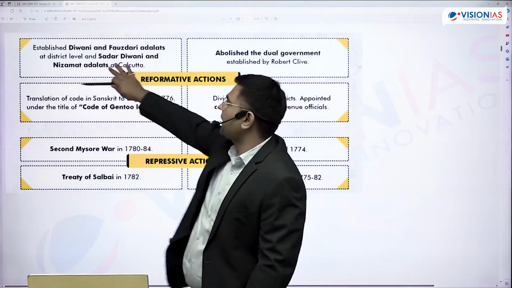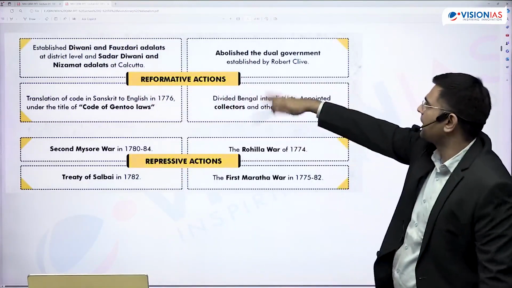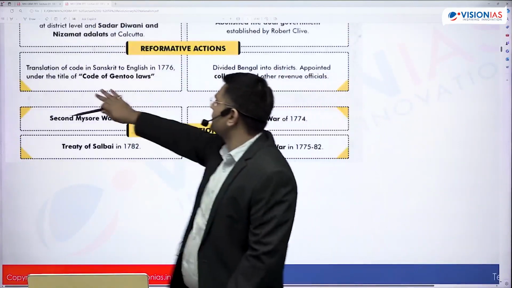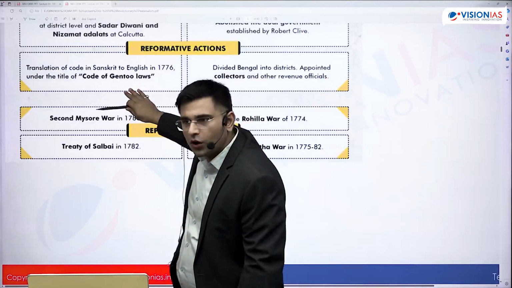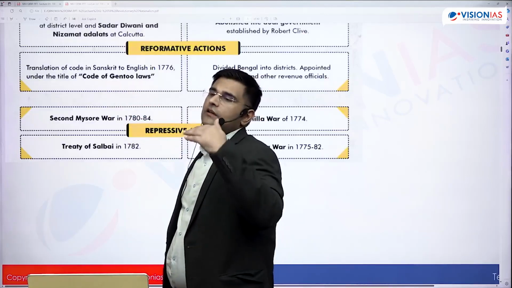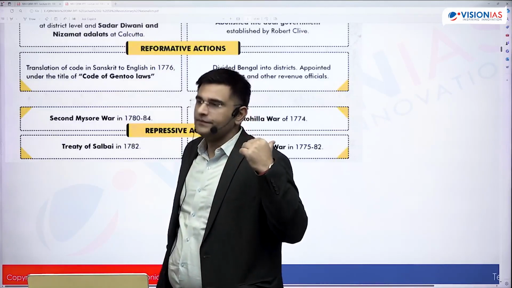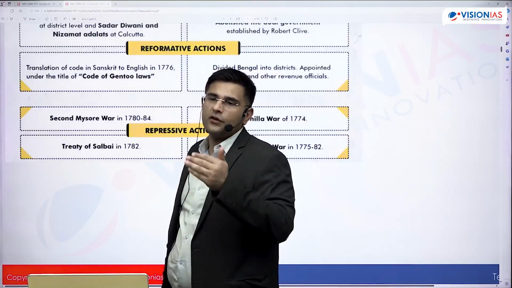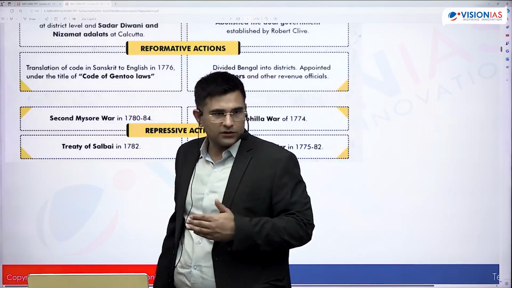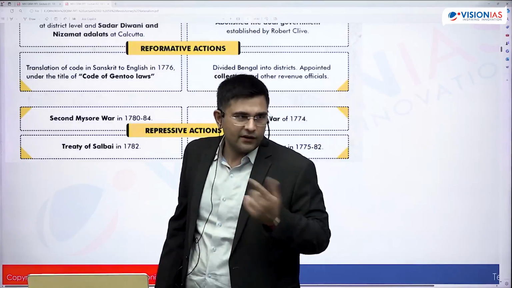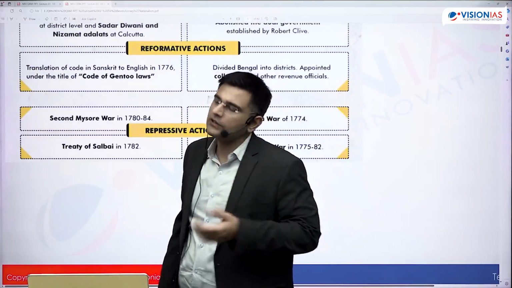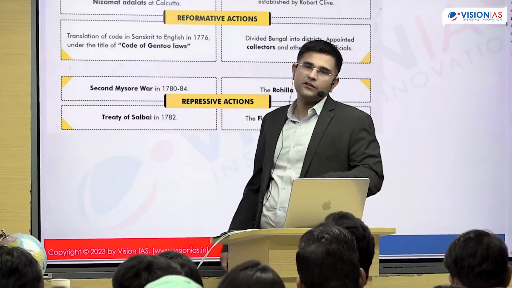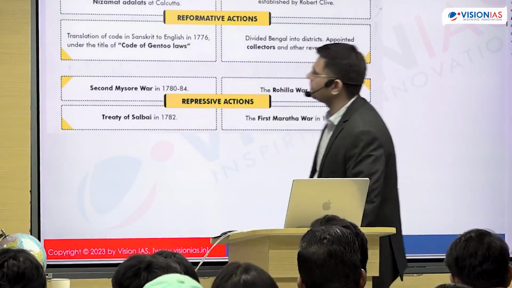Then reformative actions, as we have already discussed, establish Adalat, the judiciary part, abolish dual government, right? Collectors were code of Gentoo laws. Gentoo laws means, actually I told you, people were making them fool, right? That is in different matters. So basically codification of Hindu laws and codification of Islamic laws. In which language? In English language. By a committee of Pandits for the Hindu laws and by a committee of Maulvis for Islamic laws. These are known as Gentoo laws, right? What is the meaning of Gentoo? You can search that a little on the internet, Gentoo.